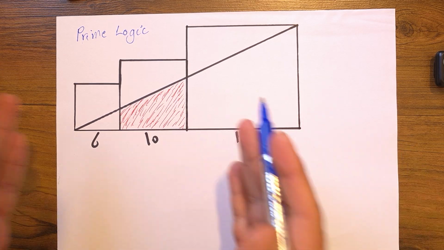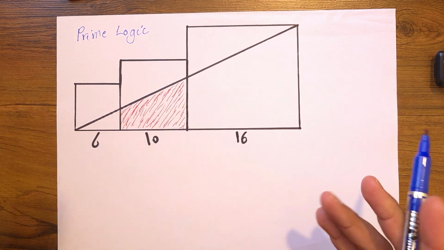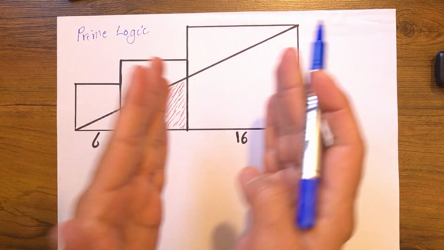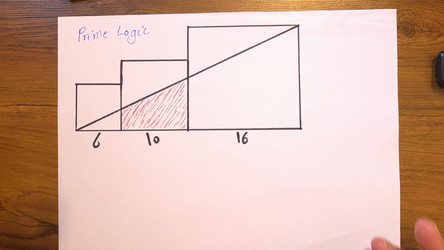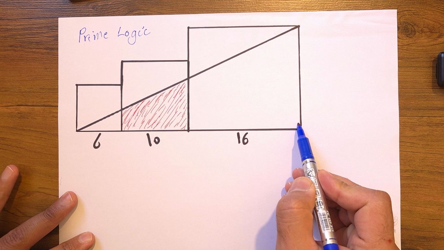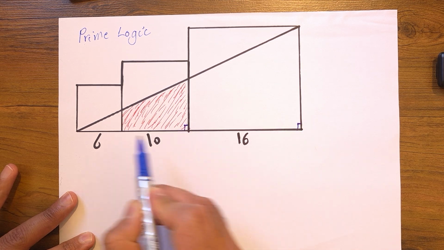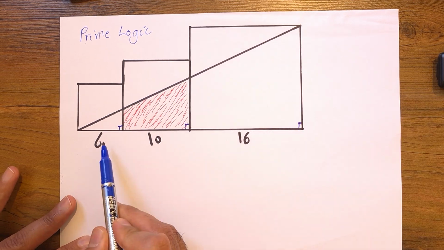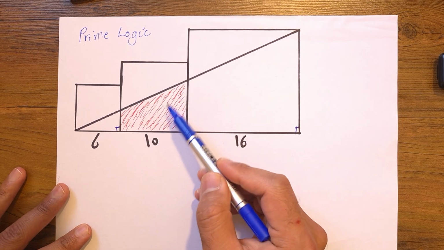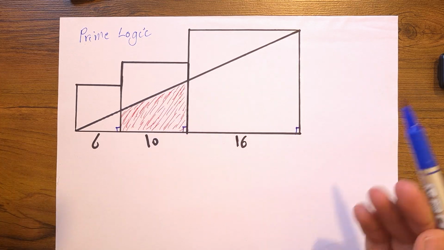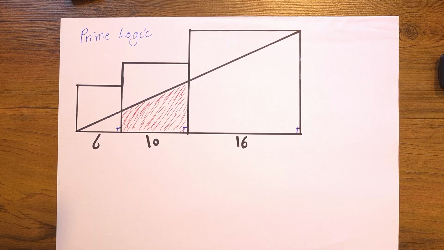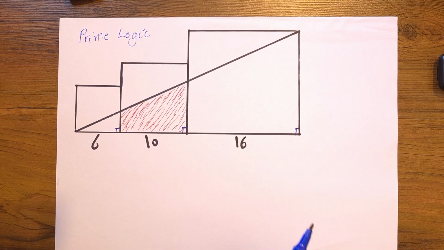So obviously we have this setup. In the original picture, I couldn't confirm that these are squares, but this problem is only solvable if these are squares. So we assume that these are squares. We have three squares with sides 6, 10, and 16. And here we have a shaded area in the form of a trapezoid. What is the area of this trapezoid? Find the area of this shaded region.